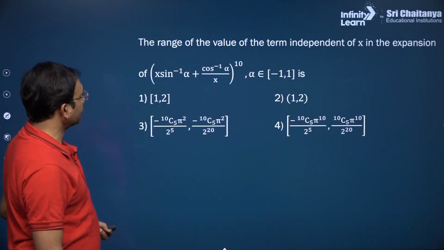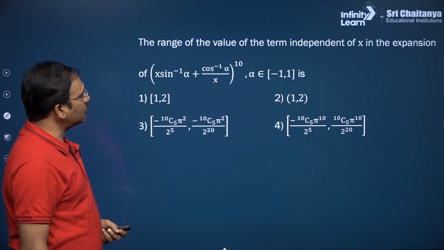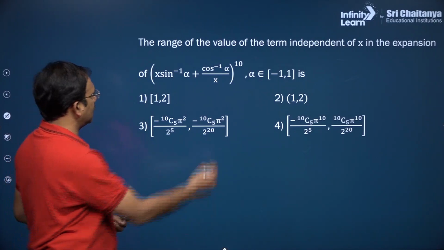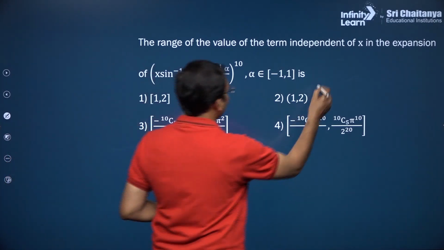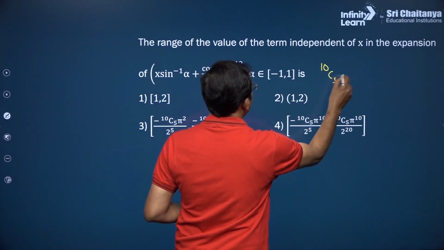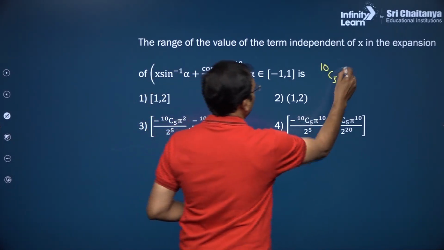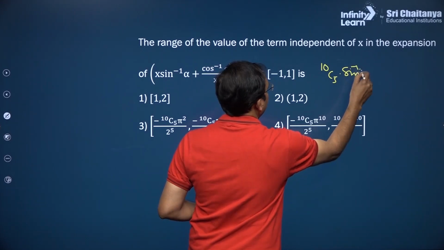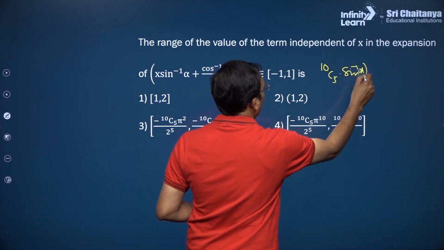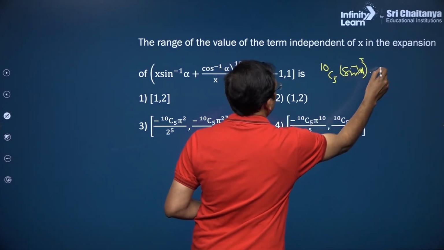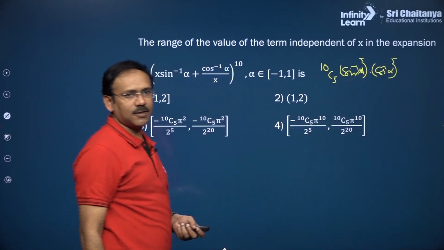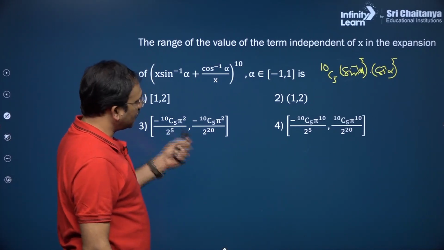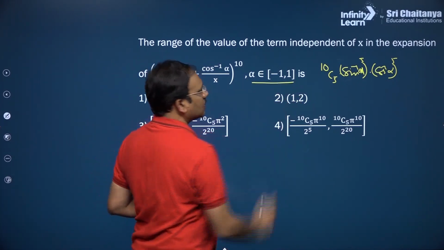Next, my dear friends, the range of values of the term independent of x in this. Here this is (x plus 1 by x) whole power 10, the independent term will be in the middle, exactly 10c5 into, you see, the coefficient is going to be (sin inverse alpha) whole power 5 into (cos inverse alpha) whole power 5. This is the independent term. So we need to find its range when alpha is between -1 to 1.